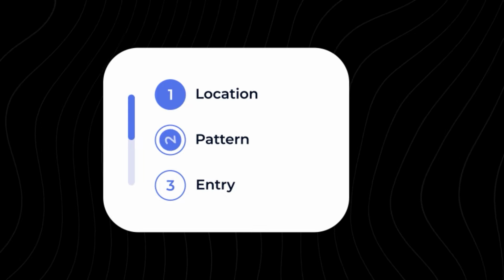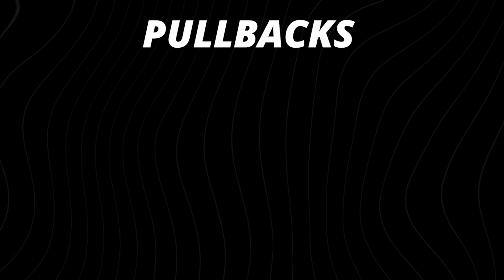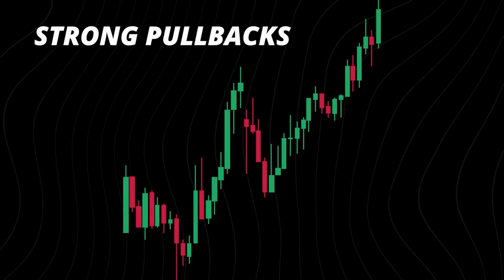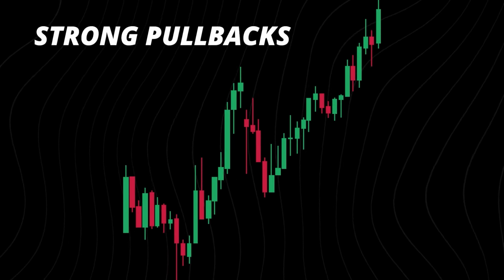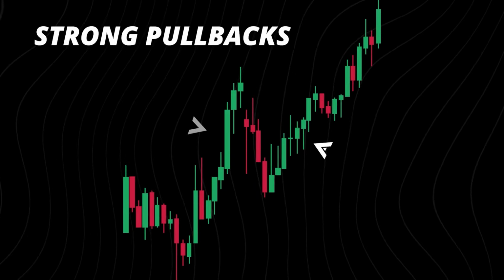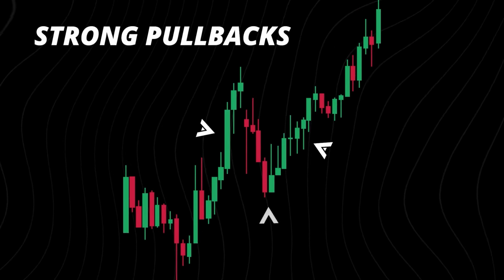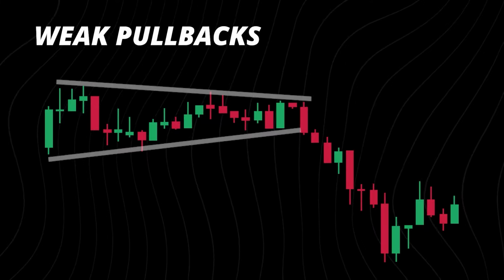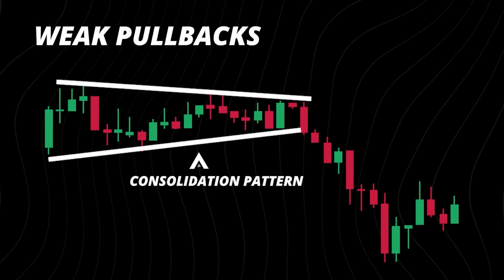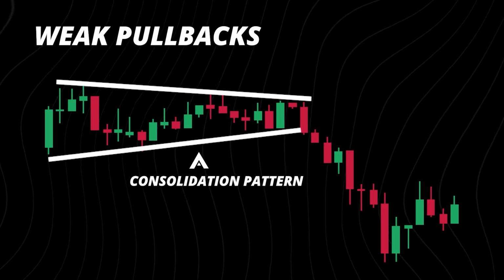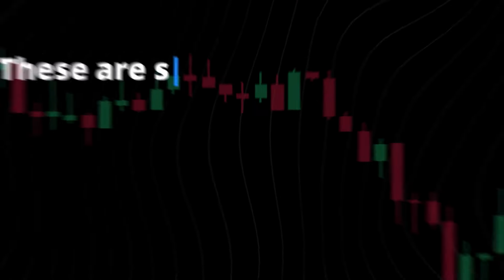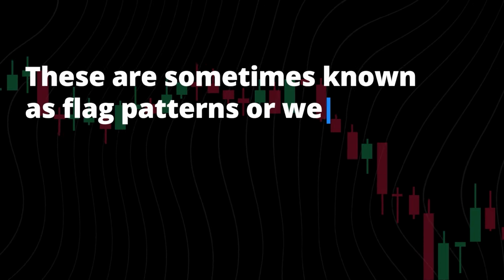Step 2. Pattern. Pullbacks are divided into two types: strong pullbacks and weak pullbacks. Strong pullbacks are prevalent in the markets, and they can be distinguished by firm momentum and large candles. These pullbacks stop abruptly, making them difficult to trade. On the other hand, weak pullbacks are distinguished by a slightly sloped consolidation pattern. They're more common and less pointy, making them easier to identify and trade. These are sometimes known as flag patterns or wedge patterns.